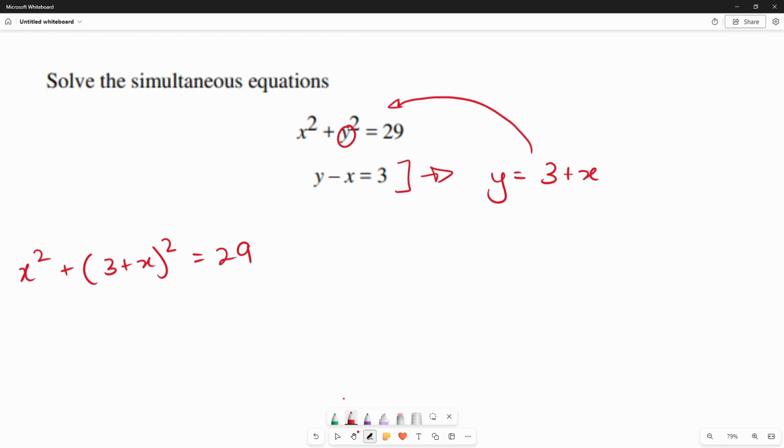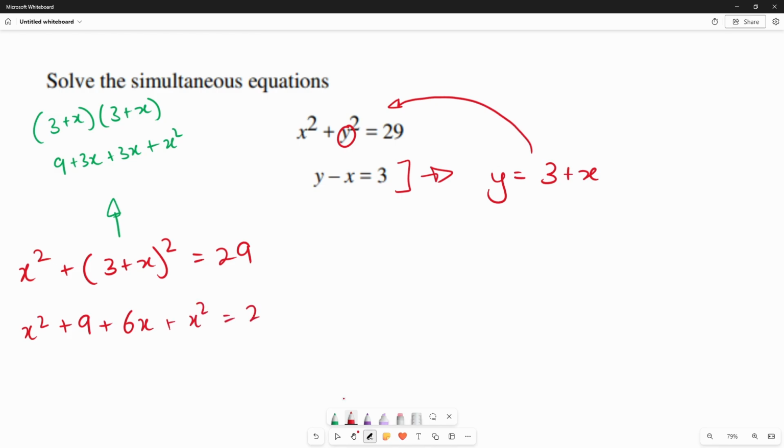Let's expand this now. We'll get x squared. I'm going to explain this over here so it's easier for you to visualize. We have 3 plus x multiplied by 3 plus x. And when we expand those, we get 3 times 3, which is 9. 3 times x, which is 3x. Another 3 times x, which is 3x. And then x times x, which is x squared. I'm going to write that down here. So that is plus 9 plus 6x, because 3 plus 3 is 6, plus x squared equals 29.